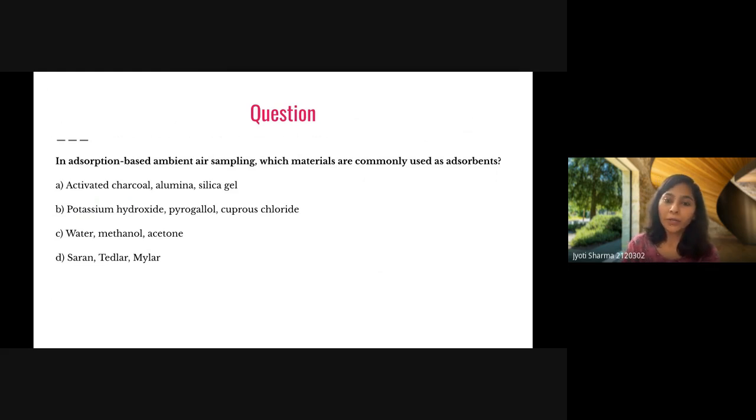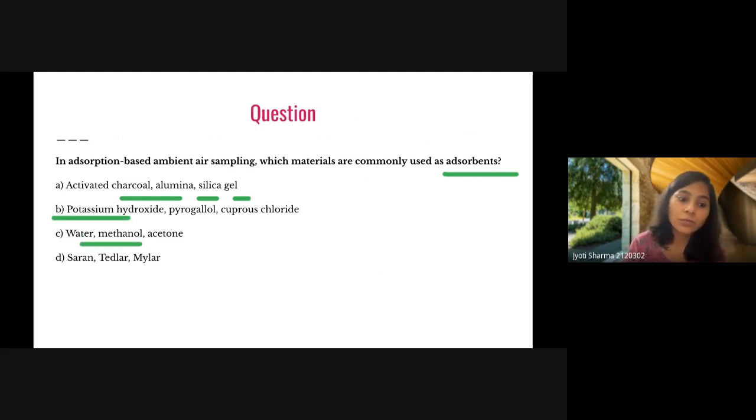Okay, we were talking about the chemical absorbent, right? We had the liquid absorbent and we were absorbing the gas. But what about the adsorbent? We were talking about the physical adsorbent, by which also we can sample the air. And you have to tell me which materials are commonly used as adsorbent. We have activated charcoal, alumina, silica gel, then potassium hydroxide, water, methanol, acetone, then saran, Tedlar, Mylar.